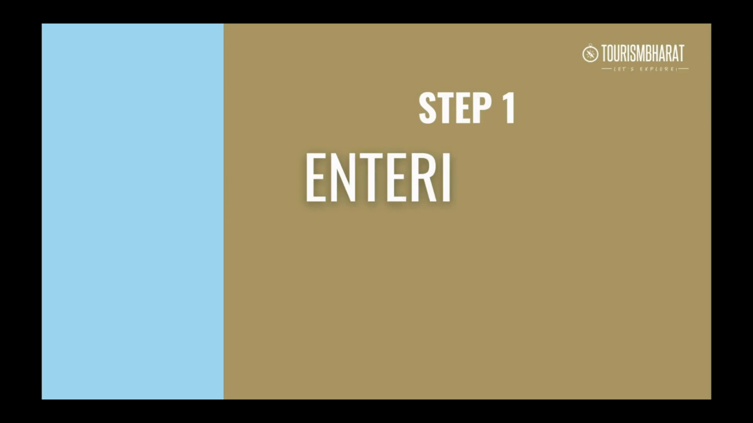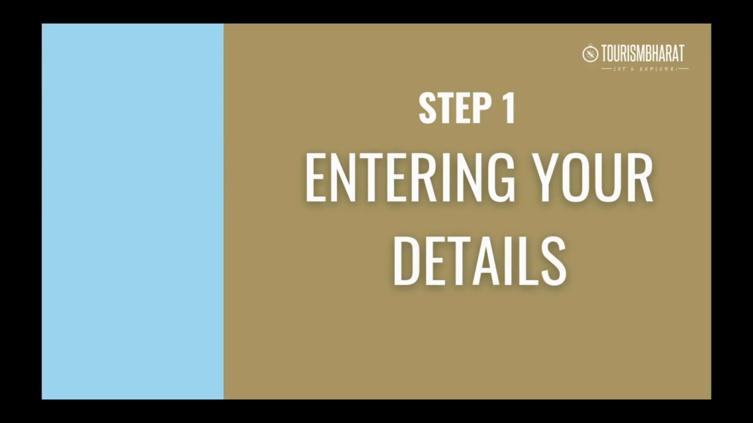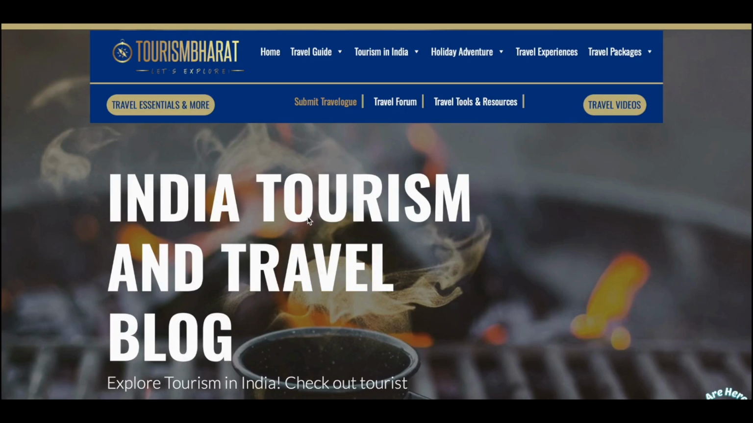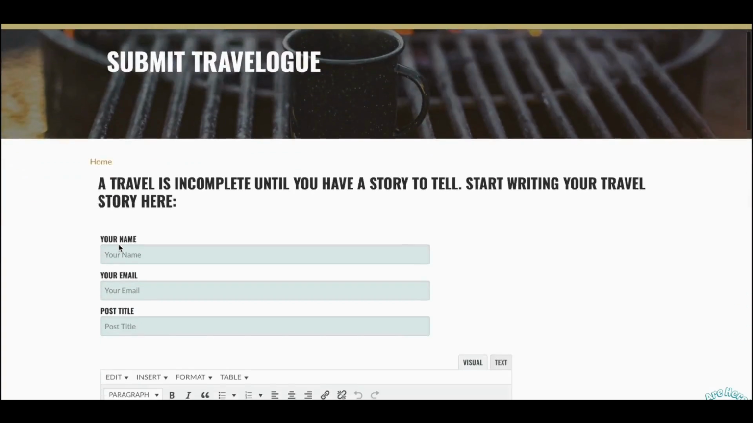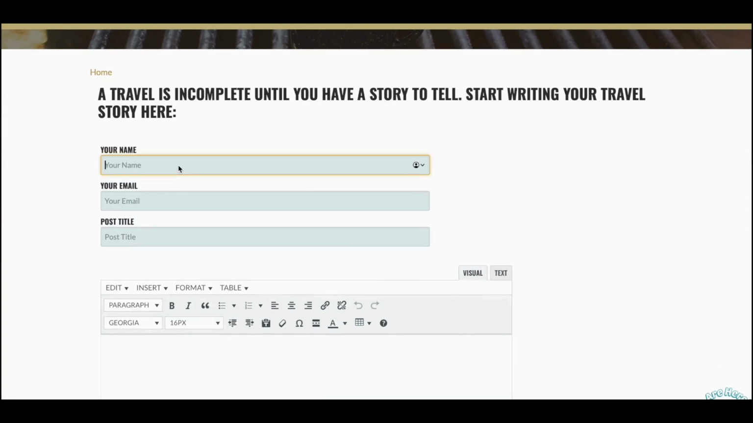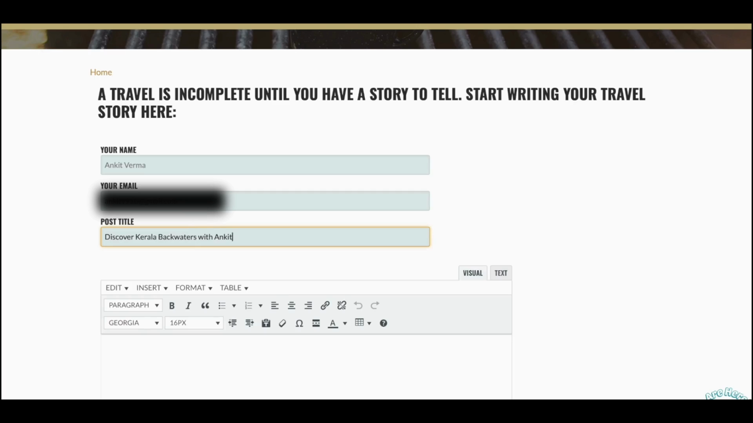Step 1, entering your details. First, let's start with your basic details. In the Your Name section, type in your name. Then add your email address in the Your Email section. Finally, in the Post Title section, provide a captivating title for your travelogue. Think of a title that grabs attention and gives a hint of your adventure.